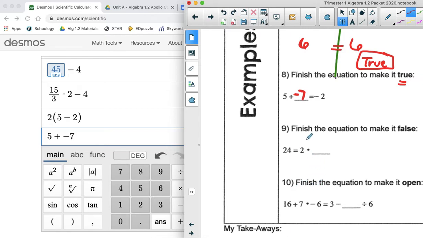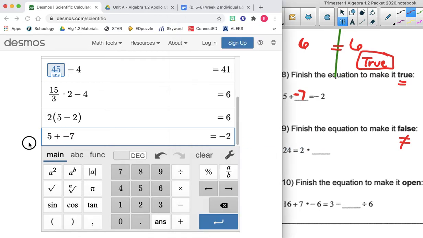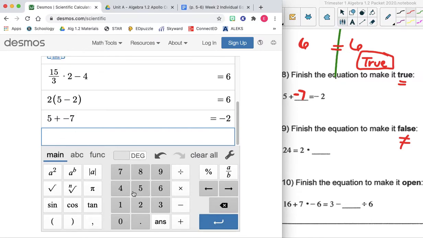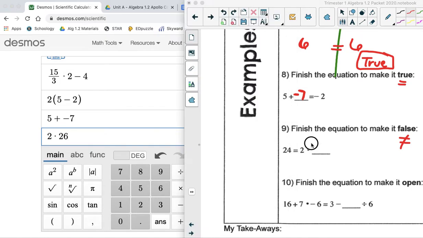Okay. Number 9 says finish the equation to make it false. So false means we want it to not be the same. So the answer here is 24 on one side, and on the other side it says 2 times something. So we just need to put a number here that when we multiply it by 2, it does not equal 24. It's not the same. Okay, so we could do 2 times, I don't know, 26. Oh, that's 52. That doesn't work. Okay, so as long as it doesn't work, because we want it to be false.